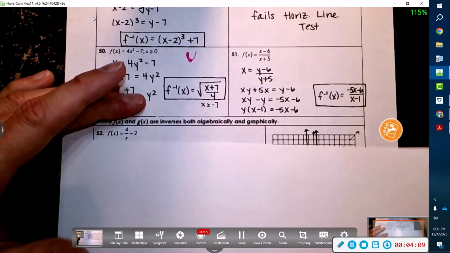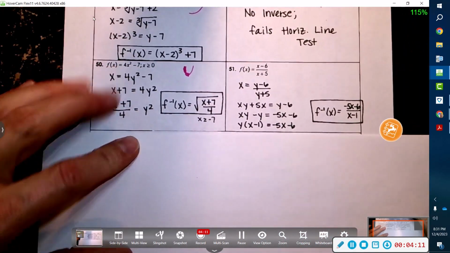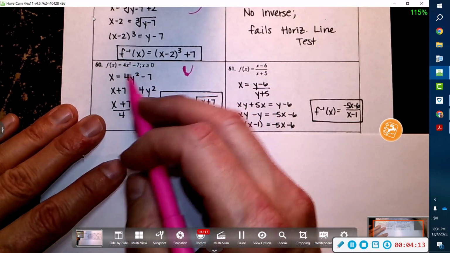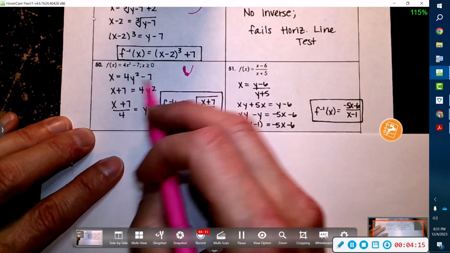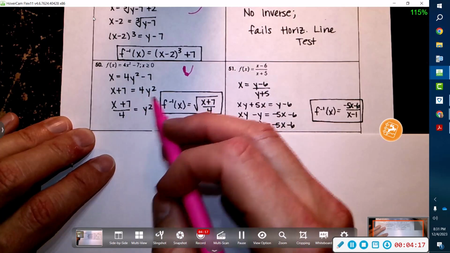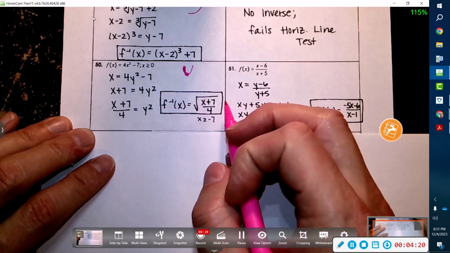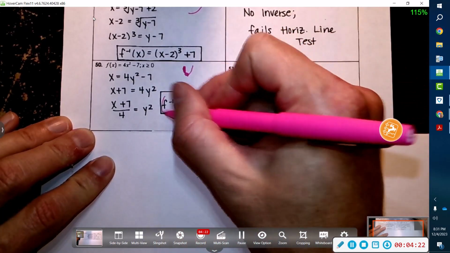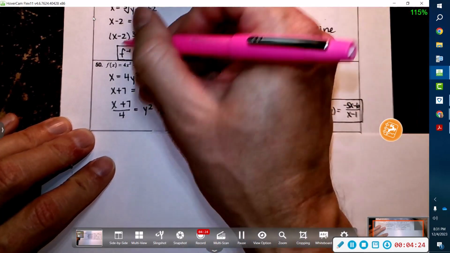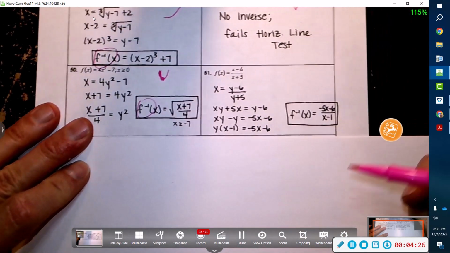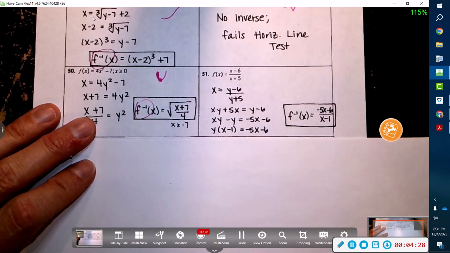Oh, I want you to see the punchline. So we got this guy. We're going to go ahead and swap them. Bop, bop, bop. We're going to move the 7 over there. Then we're going to divide by 4, and then take the square root. You're done. Make sure that you do use that symbol there. That's actually quite important. It's not f to the -1, it would be f inverse.